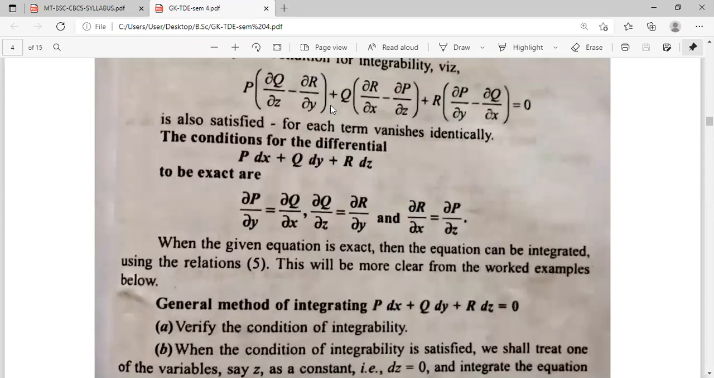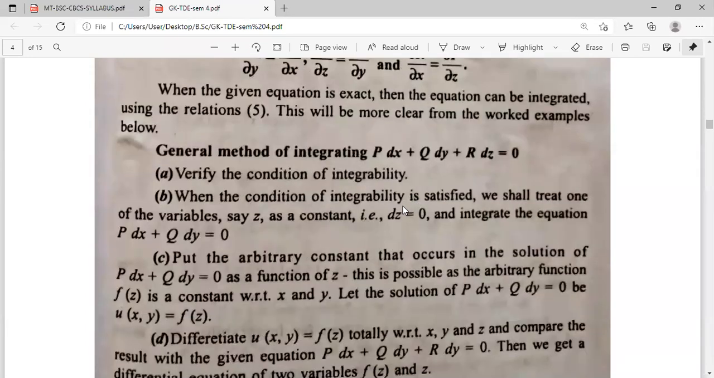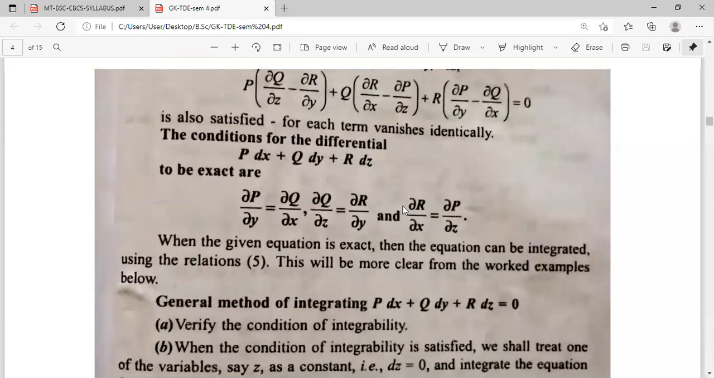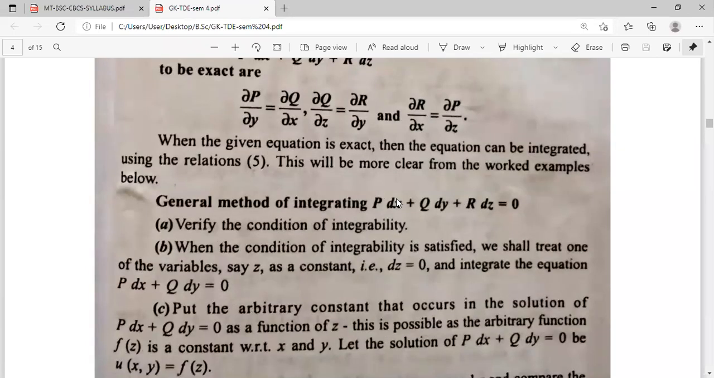You have to verify this condition, P into (∂Q/∂z minus ∂R/∂y) plus Q into (...) plus R into (...). This is to be satisfied, then only you can move to this working rule. When the condition of integrability is satisfied, then you take any one variable as a constant. Taking z equal to constant, you get dz equal to 0 by differentiating. The given equation becomes P dx plus Q dy equal to 0.